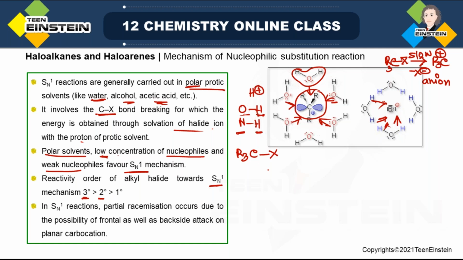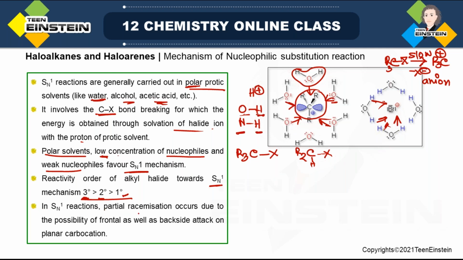After that, it is 2 degree, that is, if the nature of the starting material is like this, R2CHX. And if it is 1 degree, it will not give you a better result. It is a very poor substrate for SN1. So this is basically the order: 3 degree, 2 degree, 1 degree.